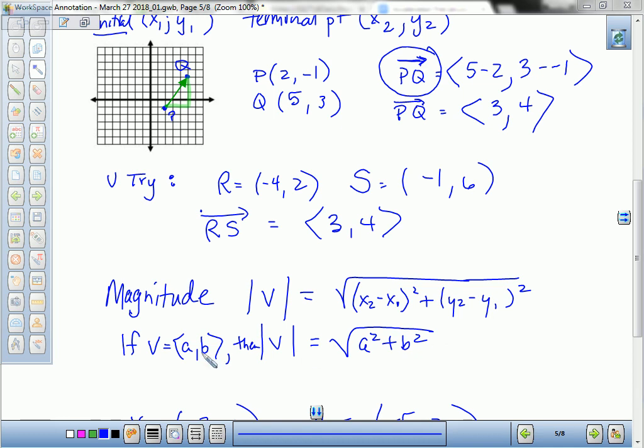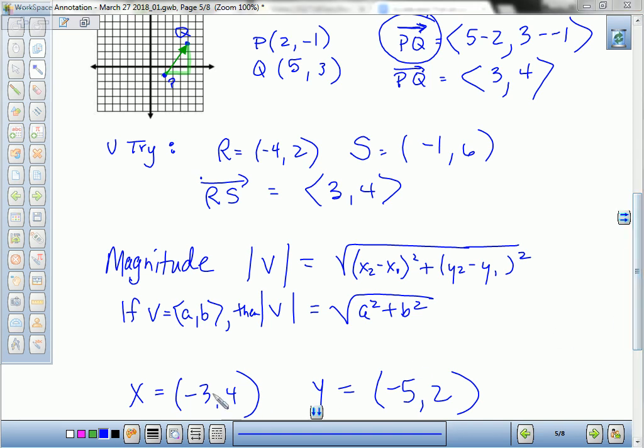Because A is that difference, B is that difference. So if we have vector V equal to A comma B, then the magnitude, the absolute value of vector V, which represents the magnitude, is the square root of A squared plus B squared. Okay? Alright, so what would the magnitude of RS be? It would be 5.